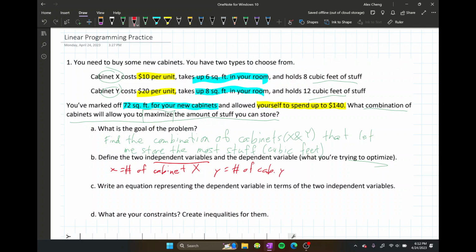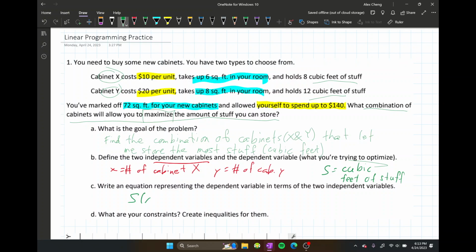The thing we're trying to optimize is the amount of stuff we can store. I'm just going to say S for cubic feet of stuff. Okie dokie. We're going to want to create an equation to represent this. So remember, the amount of stuff that I can store depends on x and y. So I can actually write it this way if I want to be really fancy with it.